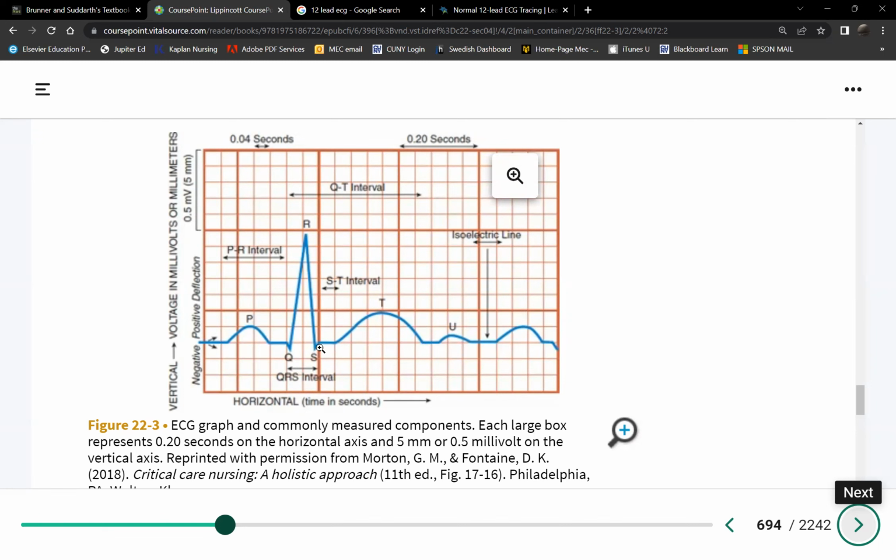Okay, isoelectric line. Now, let's go to the vertical lines. So we already talked about the horizontal lines. We know that is measuring what? Time in seconds. Now, let's go to the vertical lines. The vertical lines measure what? Voltage in millivolts. Okay. So therefore, one big box is measuring 0.5 millivolts, or this is also measuring 5 millimeters. So if you take a ruler or any measuring device, it will measure 5 millimeters. Okay.